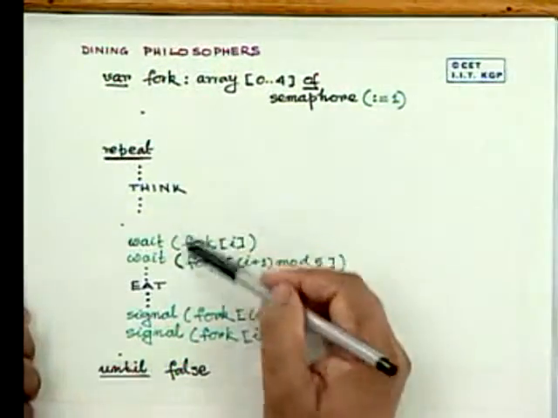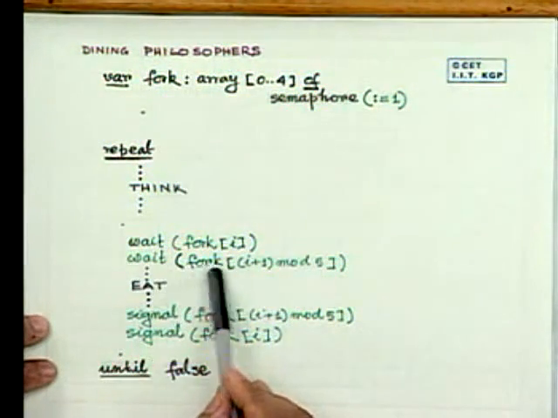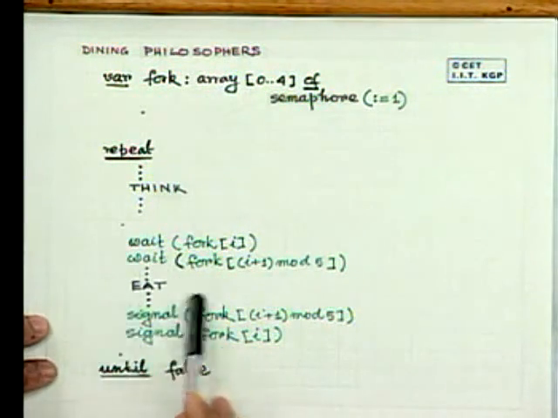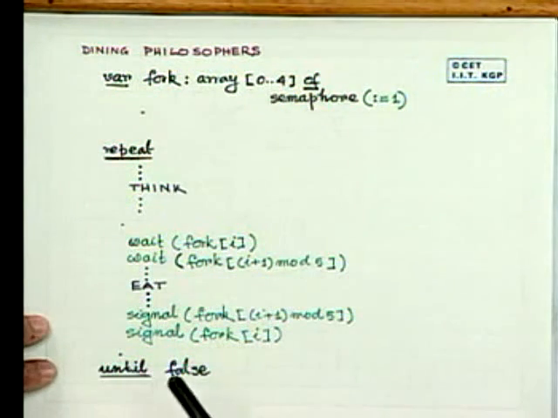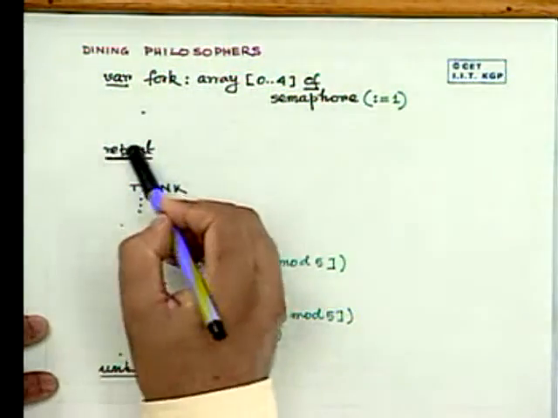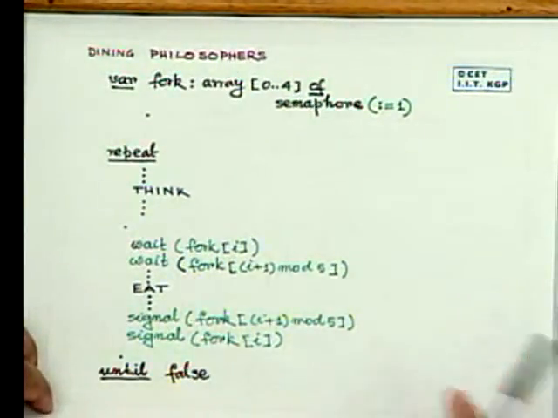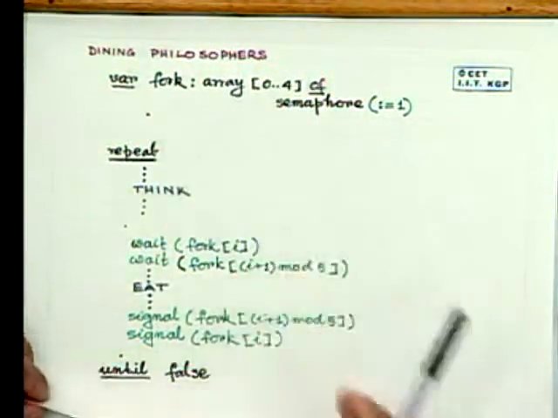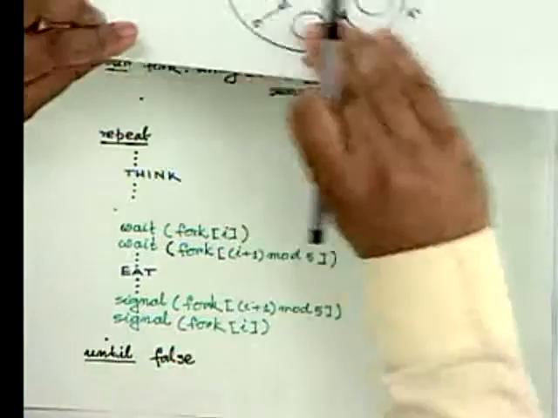That is the position that has been depicted here: it waits on fork I, then it waits on fork I plus 1, and if it can come out of both these waits, then it eats. After eating, it signals fork I plus 1, that means it releases fork I plus 1, then it signals fork I, it releases fork I, and then goes back and starts thinking once more. Therefore, the philosophers spend their lifetime thinking and eating alternately. Now, try to see what happens.